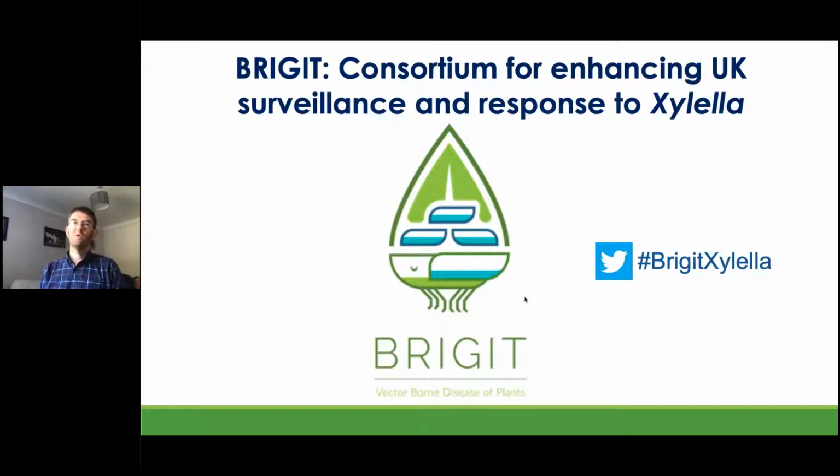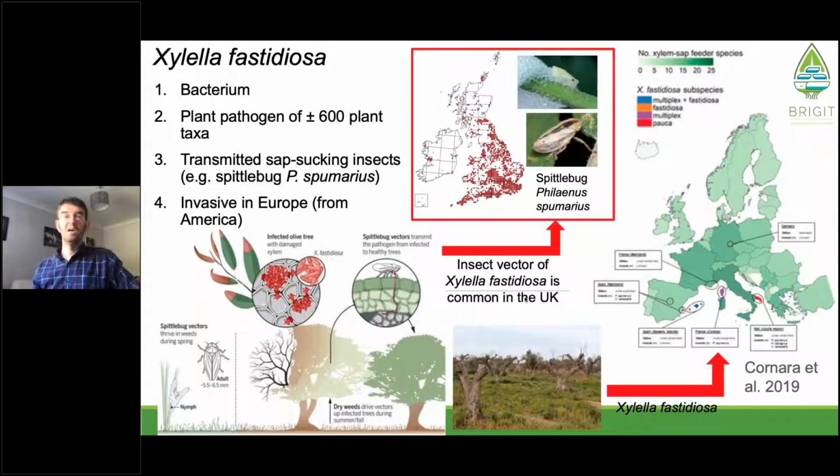So the first project, this phase 1 project, which has been ongoing for a couple of years, is the Bridget project, and this is involved with surveillance and response to Xylella. So Xylella is a broad host range bacterial pathogen, which is invasive in Europe and is transmitted by sapping insects like leafhoppers or spittle bugs. So it's been a real problem in the Mediterranean regions, kind of devastating the olive groves in Italy, and is now moving through Europe and predicted to reach the UK pretty soon.